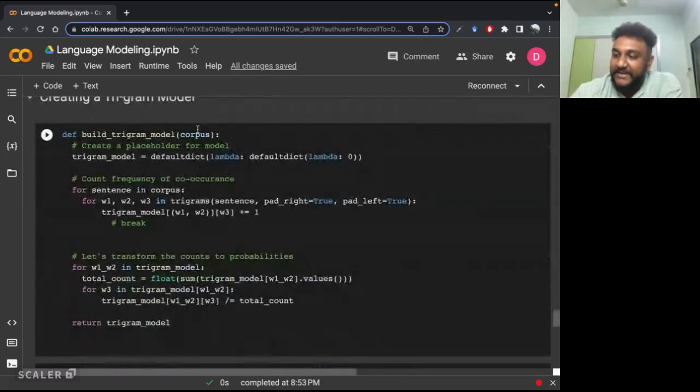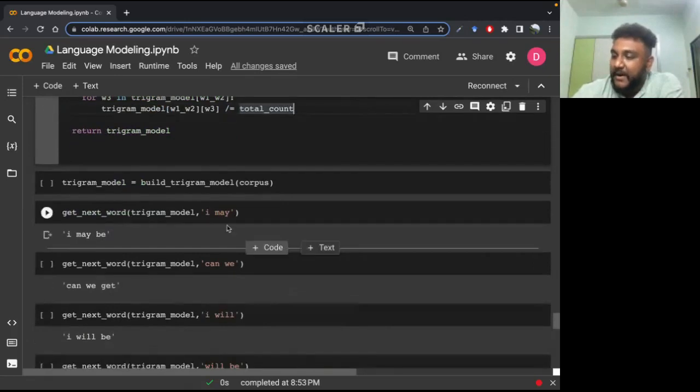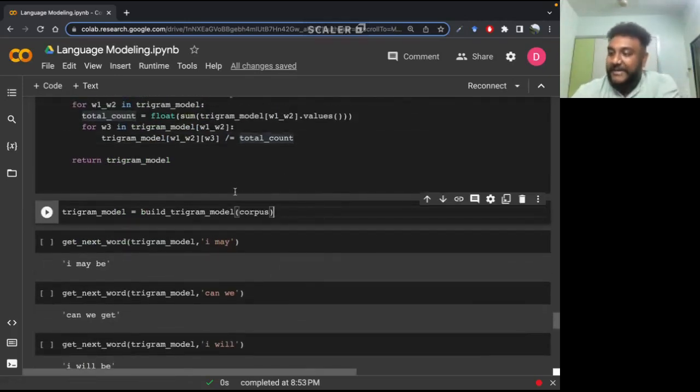Moving on, let us now use the same logic to create a trigram model, okay? Guys, the structure of the code remains the same. For W1, W2, W3 in trigrams, where trigrams is a function from NLTK, it is simply updating the frequencies over here and calculating the probabilities. Once we have built this trigram model, let us see what the predictions look like.